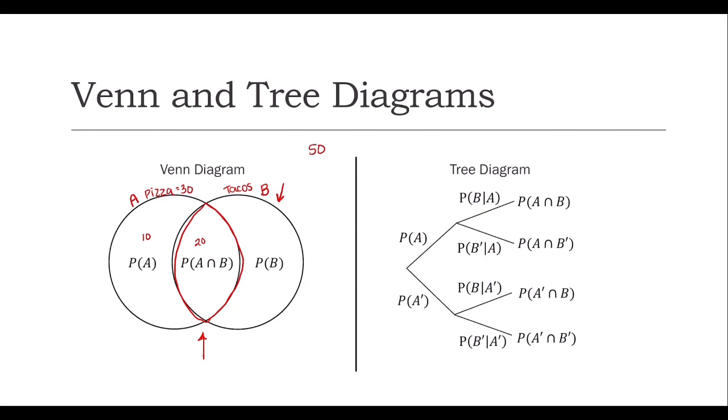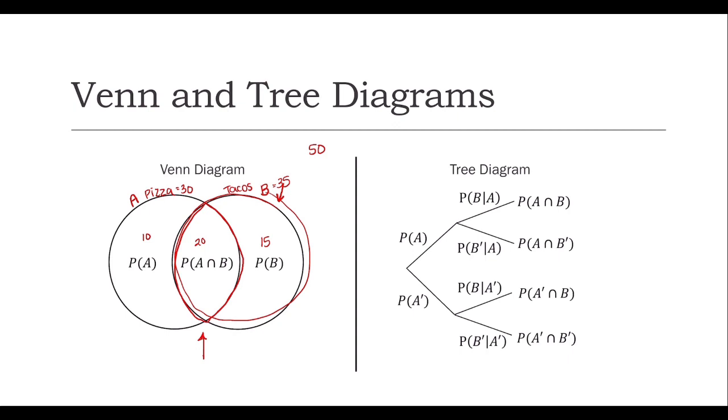And then if you had, say, 15 people who only like tacos, then the total number of people that like tacos would be this whole circle, so 20 plus 15. So that would be 35. So that's when you would use a Venn diagram.